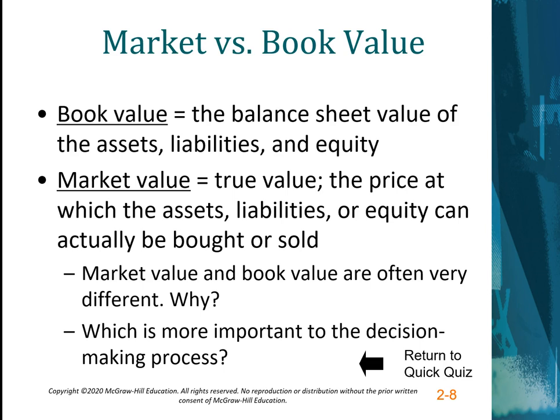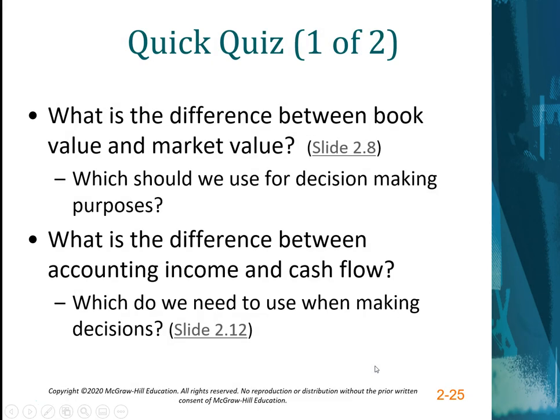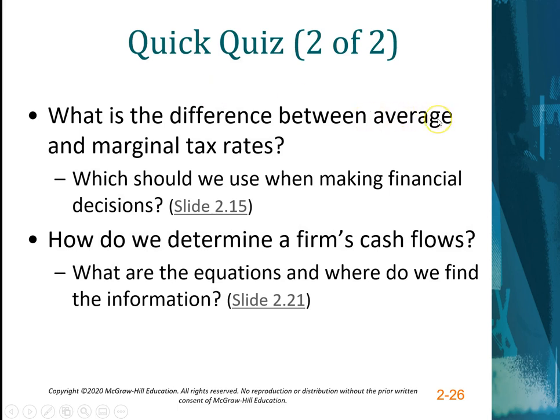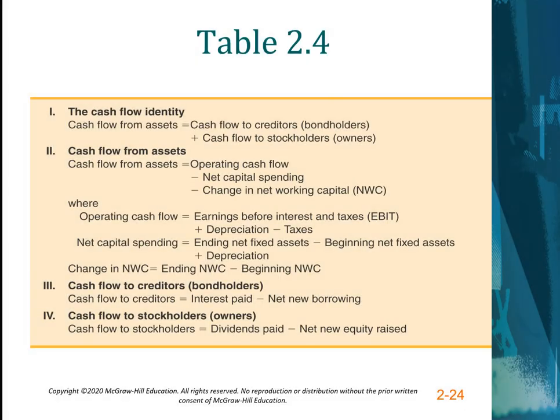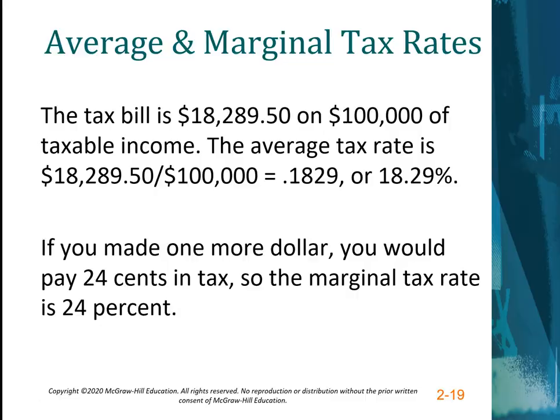And then it asks you, which is more important to the decision-making process? Well, if you click on this little button, it's going to give you a couple little quiz questions. It says, what is the difference between book and market value, and which should be used for decision-making purposes? What is the difference between accounting income and cash flow, and which do we need when we're making decisions? Okay, so let me see if I can get us back to the previous slide. Oh, the first question was really the one we were looking at. Let me get you back to that one.